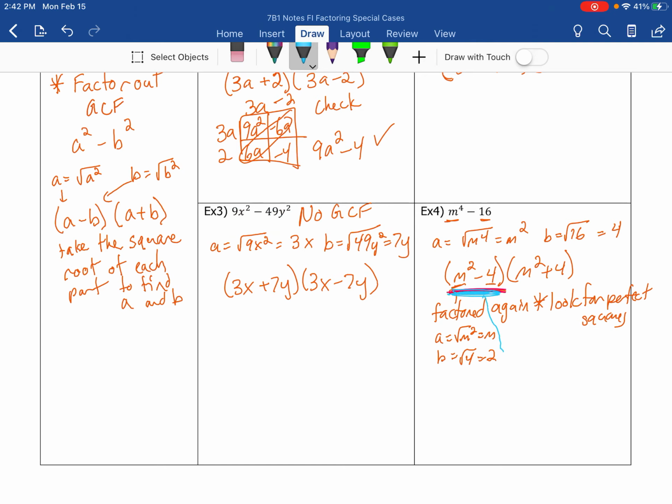Okay, when I take this and actually factor it again, that's going to be m minus 2 times m plus 2. And then this one cannot be factored because it's plus.